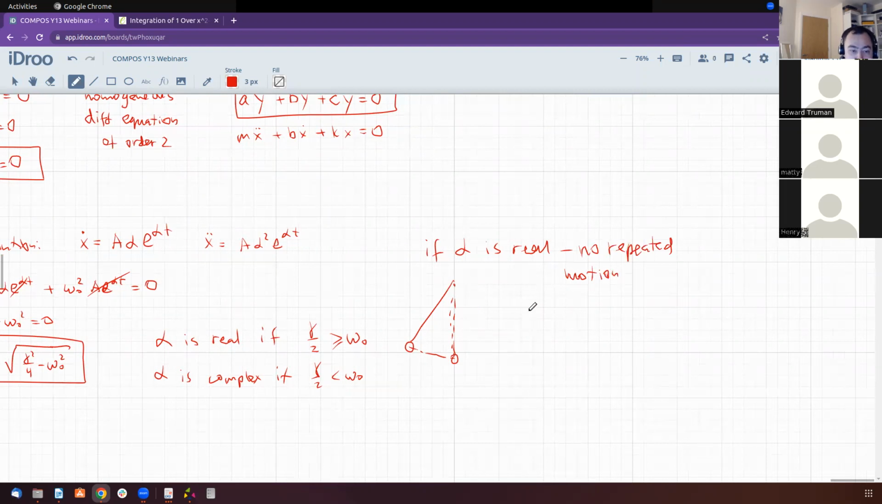We call it overdamping or critical damping. Overdamping is when gamma over 2 is greater than omega 0. Well, actually, it's gamma greater than 2 omega 0, and critical damping is when gamma is equal to 2 omega 0.